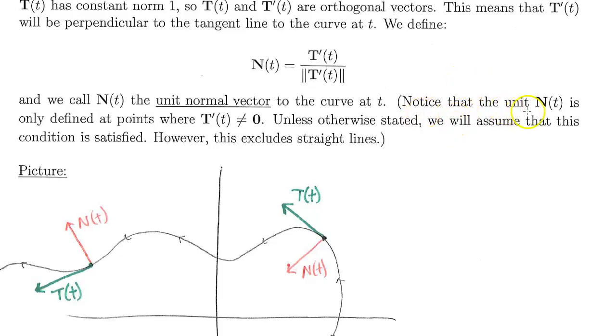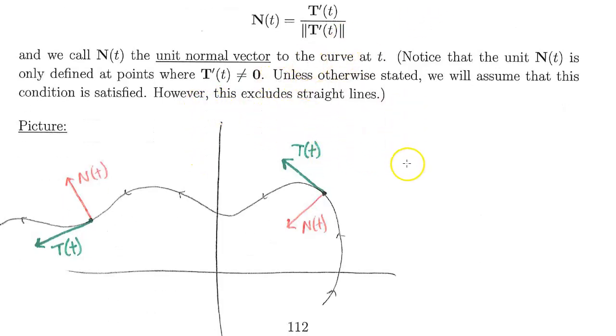Okay, so notice that the unit vector N of t is only defined at points where the T prime of t is not the 0 vector. If we have the 0 vector down here, it will be undefined. So we'll assume that that condition is satisfied in most of the examples we're looking at. However, that will exclude straight lines. Right, so let's look at an example though.